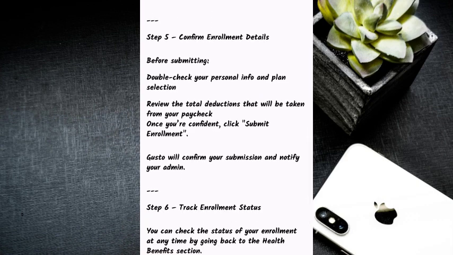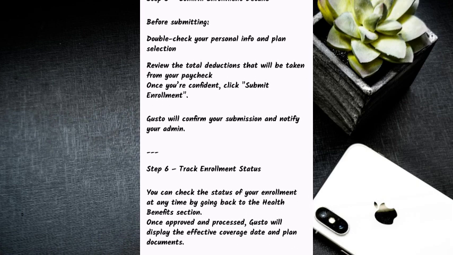Step 6. Track enrollment status. Now you can check the status of your enrollment at any time by simply going back to the health benefits section. Now once approved and processed, Gusto will display the effective coverage date and plan documents.